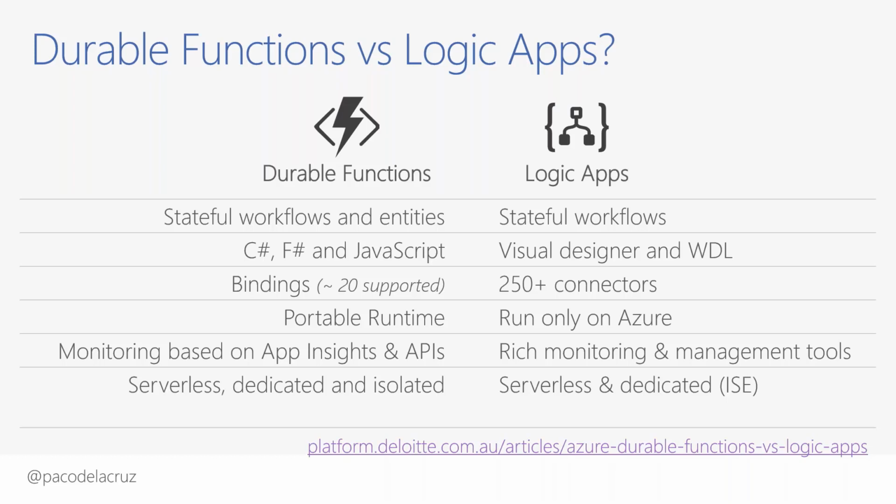Durable Functions have a portable runtime, while Logic Apps only run on the cloud. The monitoring of Durable Functions is not as extensive, so it's all based on Application Insights and APIs. You can call the management API, whereas Logic Apps gives you very rich monitoring and management tools, and especially for the ops, this is a good capability of the platform.